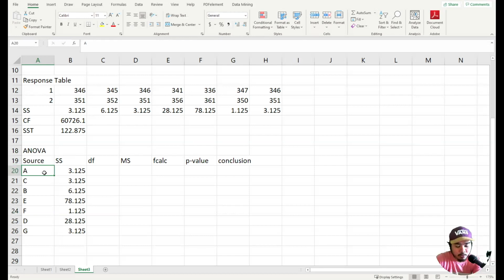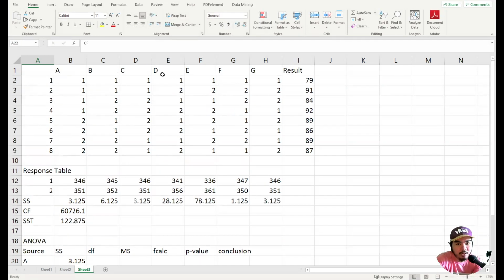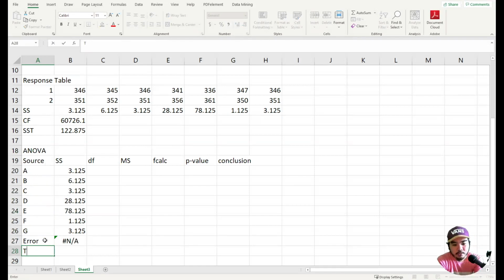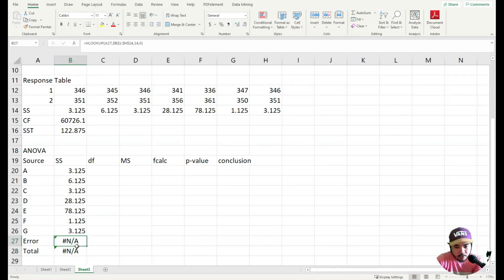No? So, let me return that A, B, C. And notice pag nag-type kayo ng something na hindi niya mahanap dito, nag-error siya. Kasi kumbaga CF, hinahanap niya dito, wala namang CF dito, kaya wala siyang nahanap. So C, D, E, F, G. Okay? So again, meron tayong error, no? Yes, meron tayong total. And ito, in-auto-complete niya. So, cancel lang natin yun.